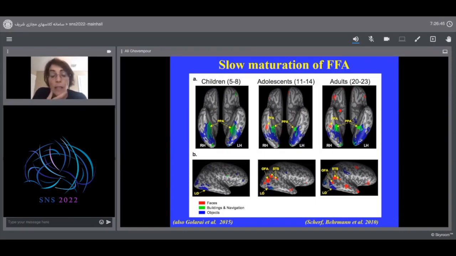The adolescents in the middle show a very similar imaging profile, which is very close to that of the adults. But children ages 5 to 8 who are already in elementary school are not showing a fusiform face area. And in fact, we know that the face recognition of children ages 5 to 8 is really not mature, and they make many, many errors in face recognition. So there's slow maturation. Next, please.